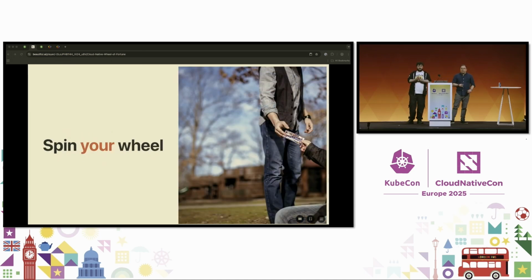So today we spun the wheel on these topics, but your organization's journey will follow its own path. The key is understanding that the landscape will be spinning blindly, so you're going to adapt to that. Cloud native is not about technology, it's about possibilities. Thank you for taking this journey with us today, and now go and spin your wheel of fortune.